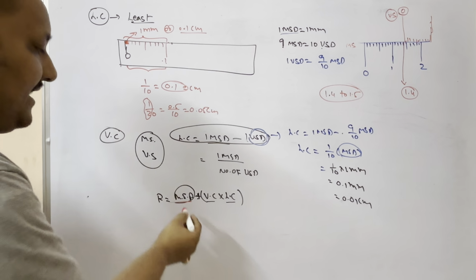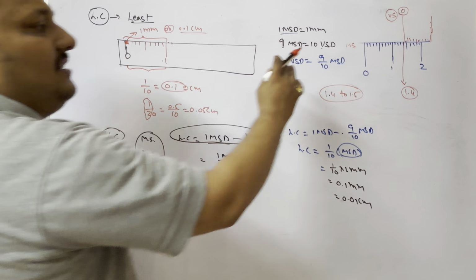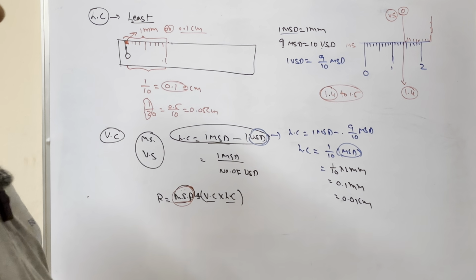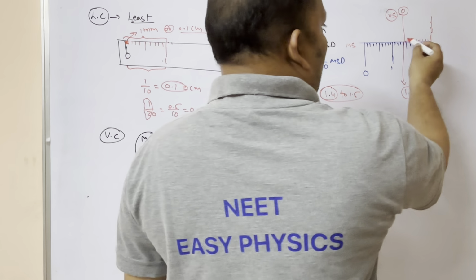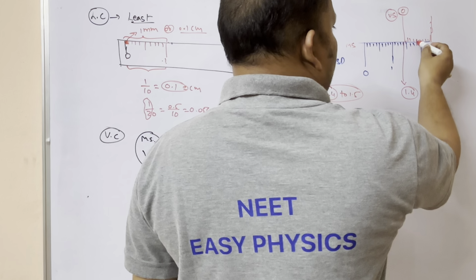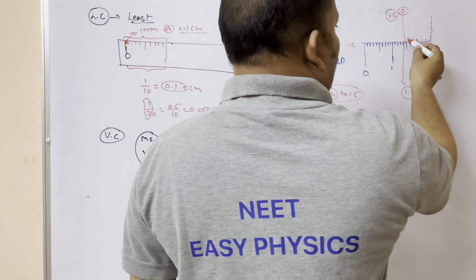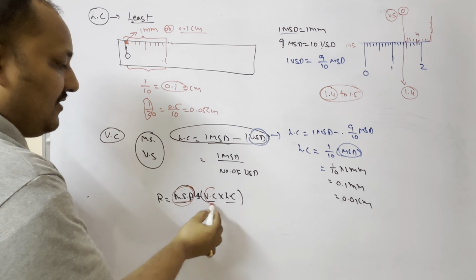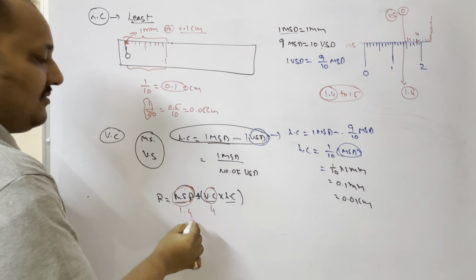Then how much value do you have to take? MSR is nothing but how much value 0 is going to cross on the main scale. And for the Vernier coincidence, among all these, one value is going to be coinciding, that is the one we are taking. So 1, 2, 3, 4. So the Vernier coincidence is going to be 4, and this is 1.4.